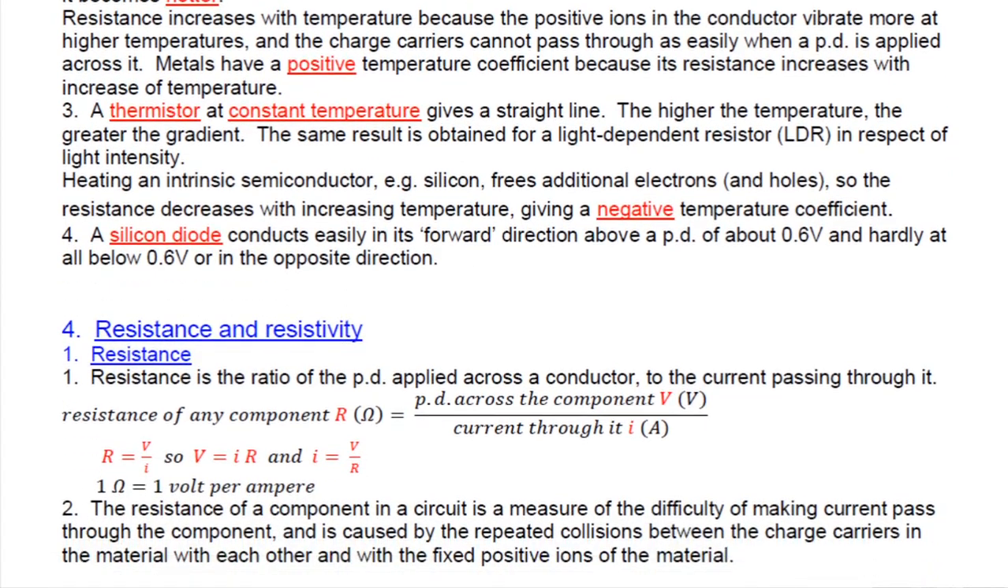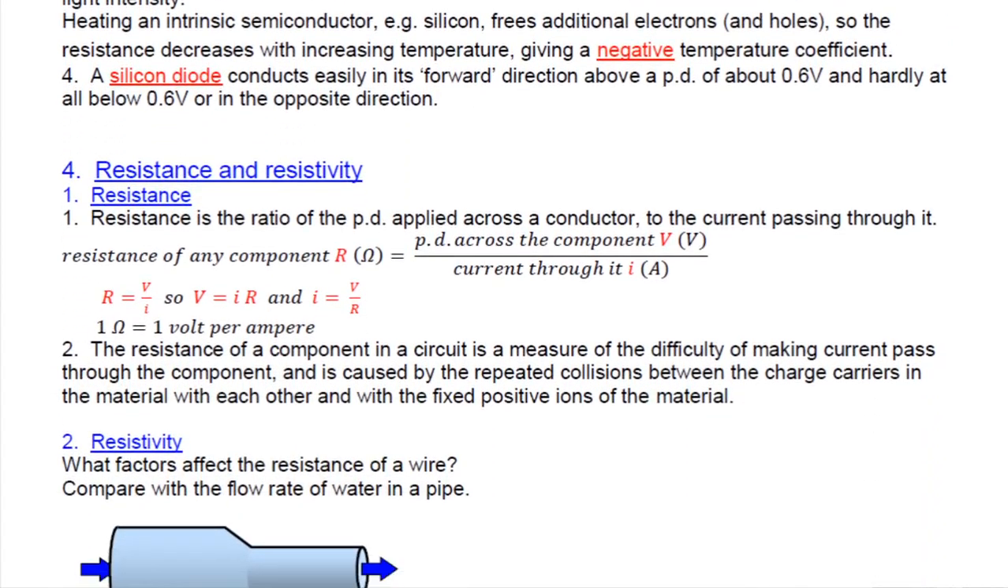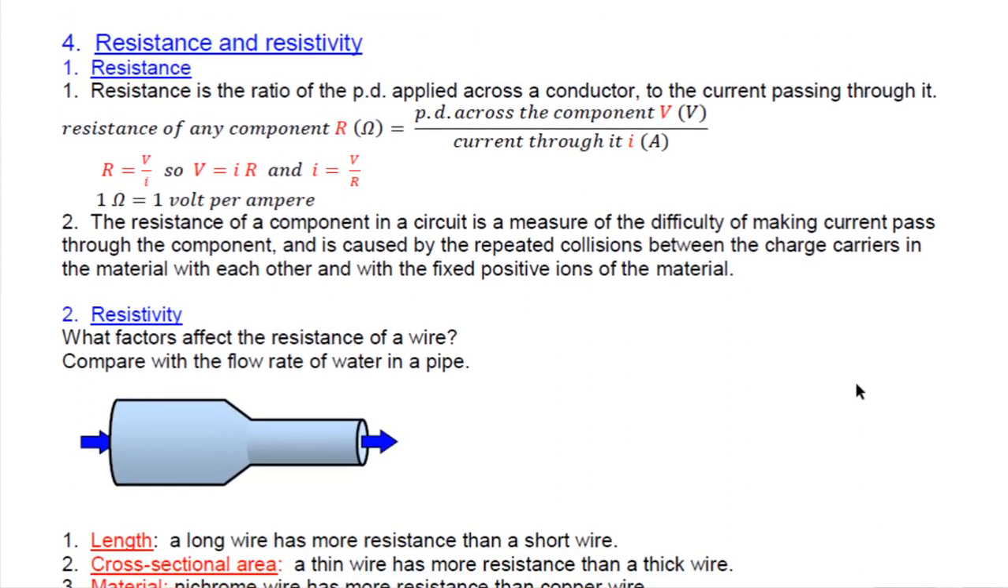Now, resistance and resistivity. Resistance is the ratio of the PD applied across a conductor to the current passing through it. It's given by the formula R is equal to PD over current, V over I. So I will be equal to V over R, and also V is equal to IR. So 1 ohm is 1 volt per ampere.